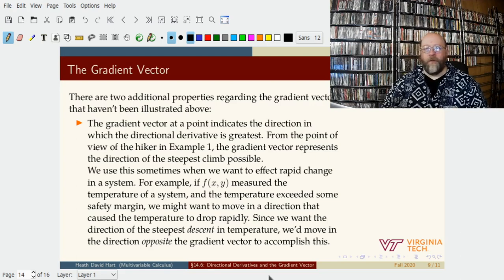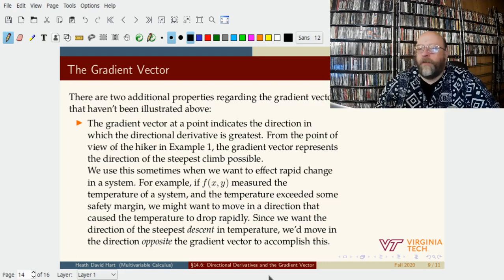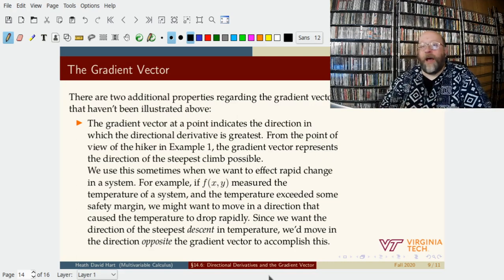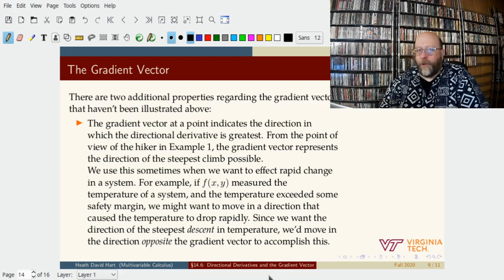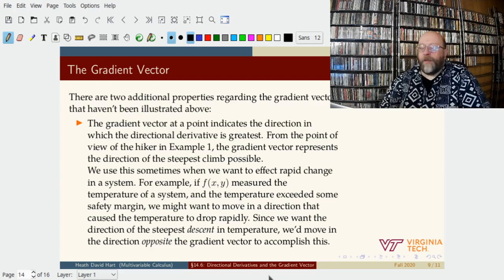From the point of view of the hiker, if I wanted to travel in the steepest direction possible, which direction can I travel if I want to make the hike as challenging as I can? I would travel in the direction of the gradient. The gradient always points to the steepest direction. This is useful if we need to affect rapid change in the system.